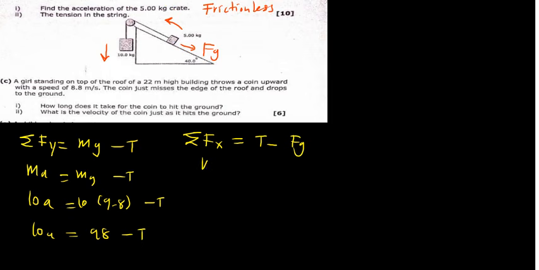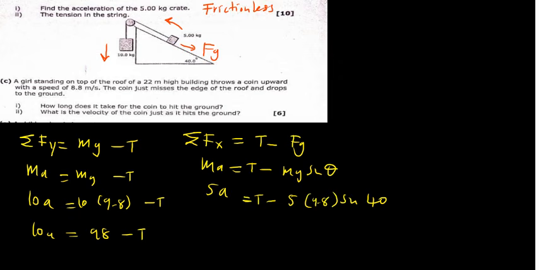Net force is mass times acceleration, and that will be equal to tension minus Fg. Fg is always given by mg sine theta. So the mass there is 5 kg multiplied by the acceleration, equal to tension minus 5, g is 9.8, sine the angle of the incline, which is 40. So this is going to be tension minus 5 multiplied by 9.8 multiplied by sin 40. That is going to give us 31.49659.